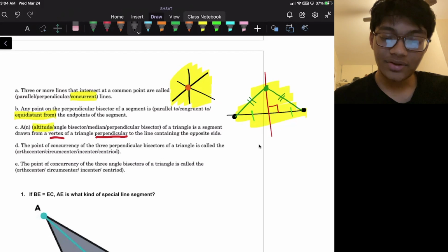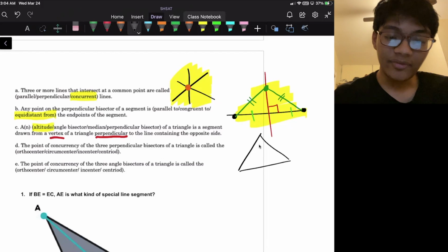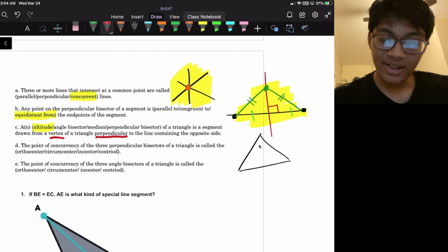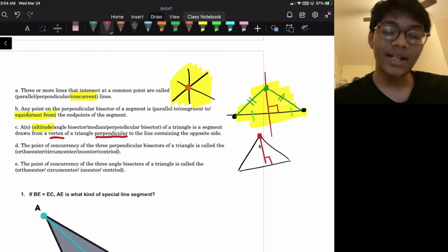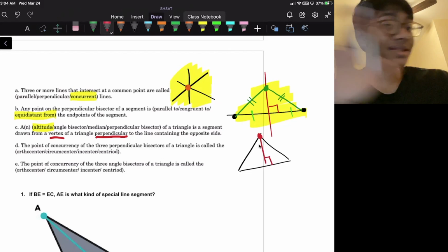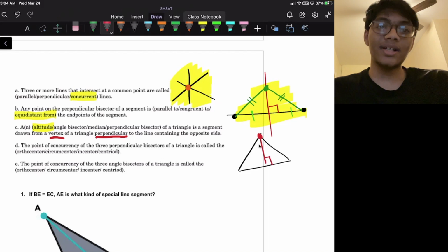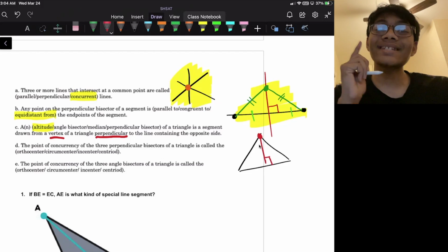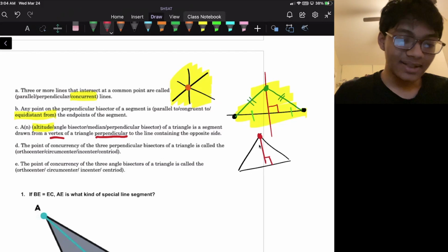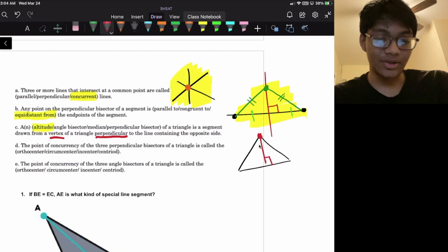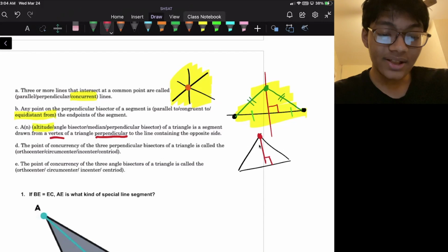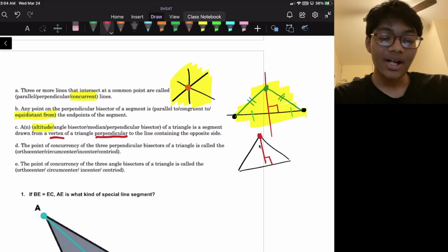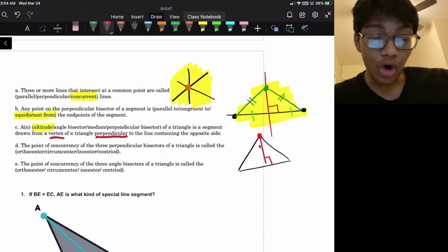Remember, an altitude starts from a vertex, right? Here's my vertex, and it hits the other side at a right angle. Perpendicular bisector doesn't have to start from a vertex. It can start anywhere. But altitude has to start from a vertex. That's why the answer to C is an altitude. Next one up, the point of concurrency for three perpendicular bisectors of a triangle is called.